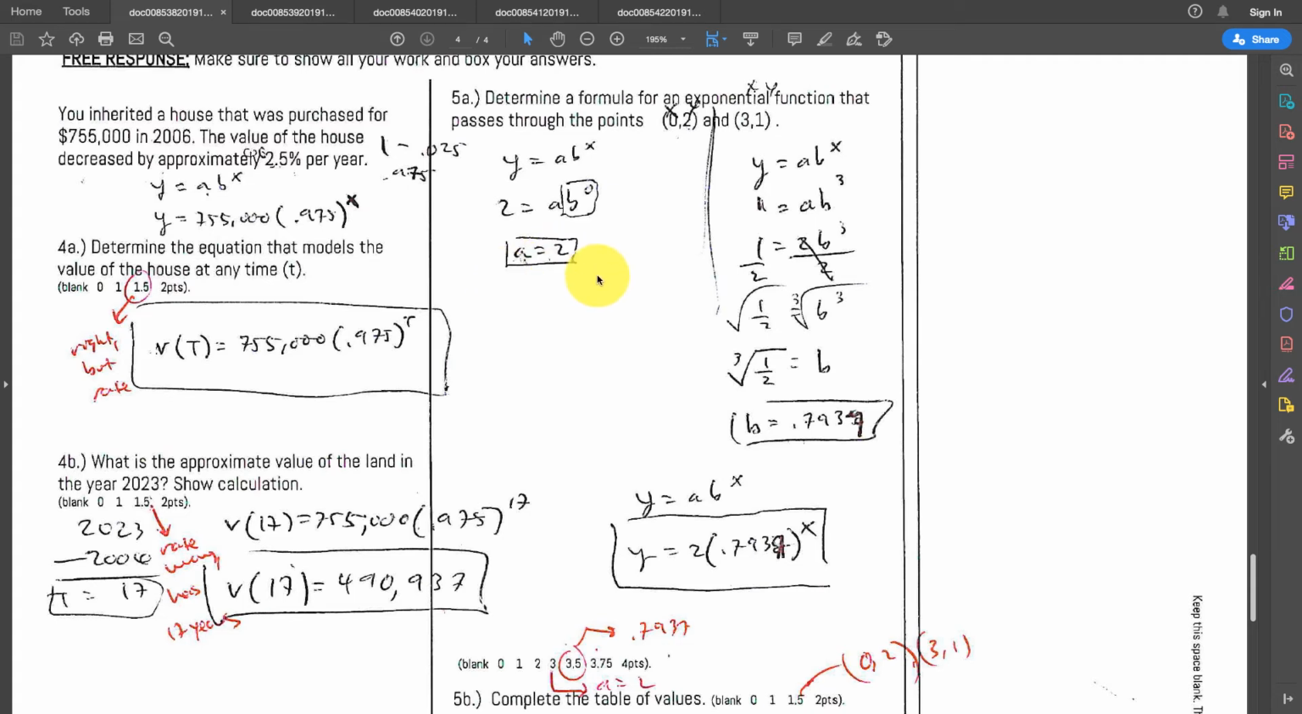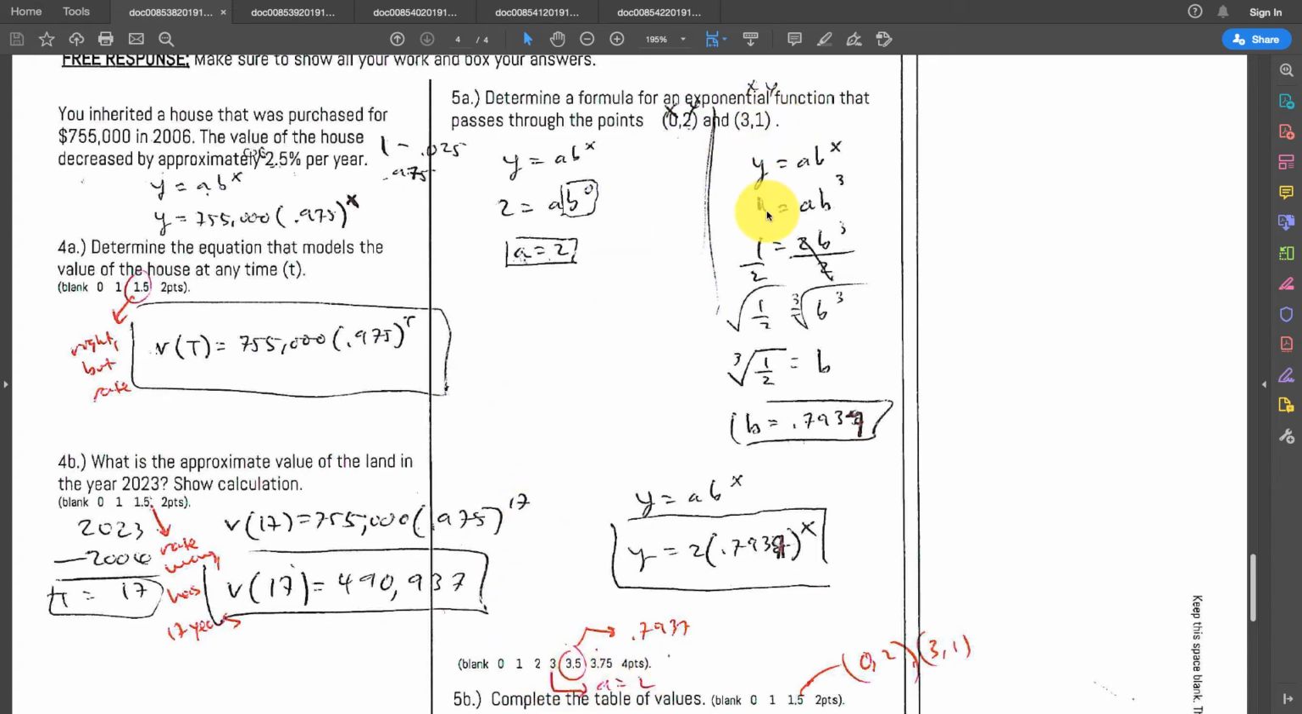Now, how do you figure that out algebraically? You put in x equals 0, y equals 2. And the common mistake here, students didn't know what b to the 0 power is. Remember your exponents, b to the 0 power is 1. 1 times a is just a equals 2. If you got there, I give you guys 3 points.